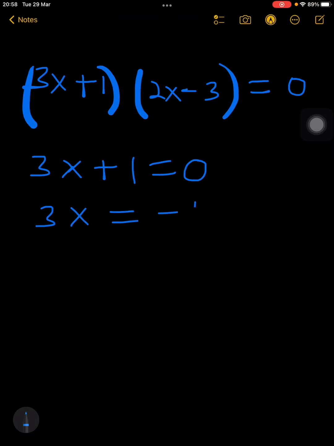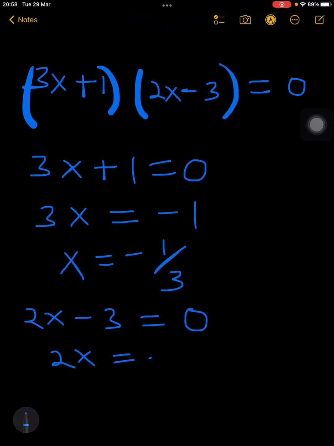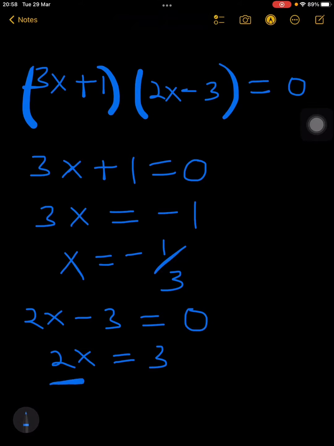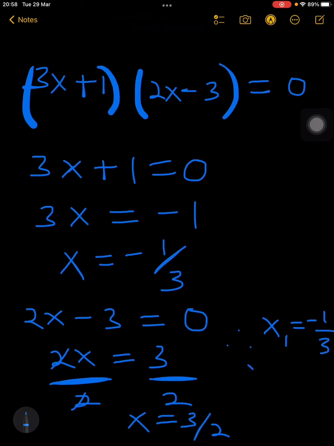3x is equals to negative 1 when we take 1 the other side, and our x is equals to negative 1 over 3. Then the other one is 2x minus 3 is equals to 0, and our 2x is equals to plus 3. It becomes a positive. Divide both sides by 2, and our value for x is 3 over 2. Therefore, x1 is equals to negative 1 over 3, while x2 is equals to 3 over 2, or 1 and 1 over 2. And then we're done.